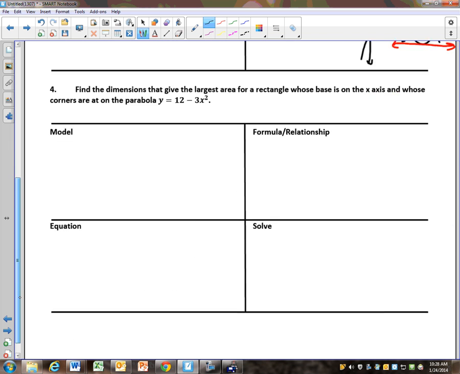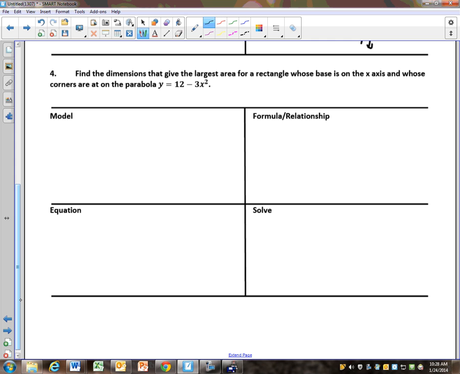You should. Okay, let's move to number 4, something much more interesting. Dimensions that give the largest area. So we know right away we're going to have area equals length times width, or base times height. In fact, for this one I'm going to use base times height. That's going to make more sense to us as we look at the problem.